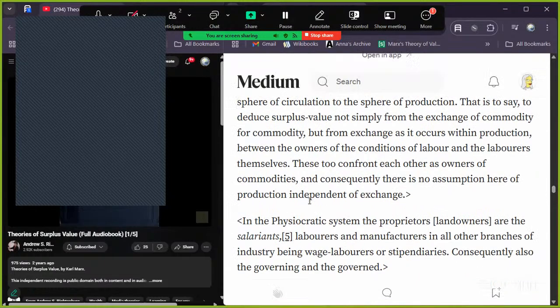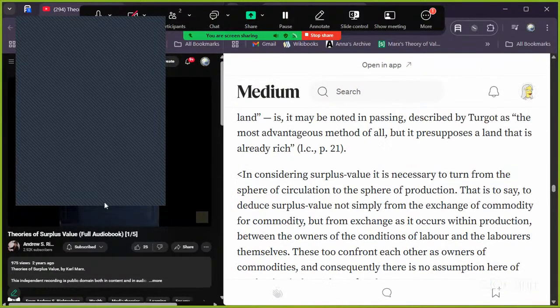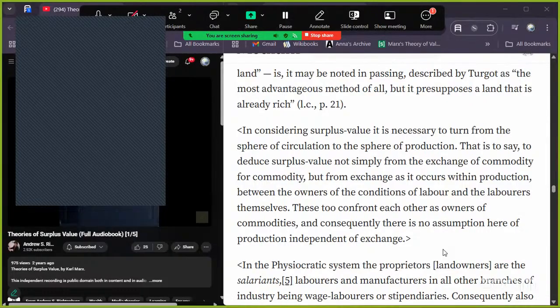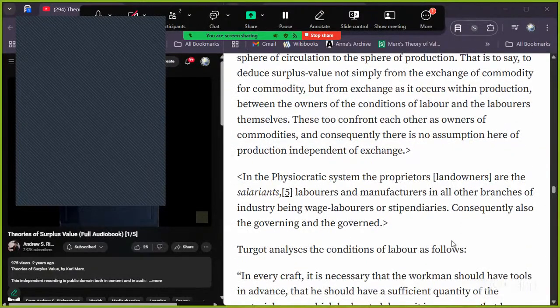In considering surplus value, it is necessary to turn from the sphere of circulation to the sphere of production. That is to say, to deduce surplus value not simply from the exchange of commodity for commodity, but from exchange as it occurs within production, between the owners of the conditions of labor and the laborers themselves. These two confront each other as owners of commodities, and consequently, there is no assumption here of production independent of exchange. In the physiocratic system, the proprietors, or landowners, are the wage recipients, laborers and manufacturers in all other branches of industry being wage laborers or stipendiaries. Consequently, also the governing and the governed.